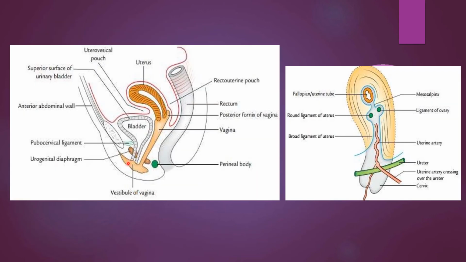Here you can see once again the relation, the anterior relation, the posterior relation and the inferior relation, and the lateral relation is not mentioned in this picture. This is the anterior uterovesical pouch and the bladder. This is the inferior vagina. This is the posterior relation, recto-uterine pouch and the rectum. This is the uterine artery. Here is the ureter and this is the cervix of uterus. Here is the attachment of ligament of ovary. Here is the attachment of ligament of uterus and this is the broad ligament.